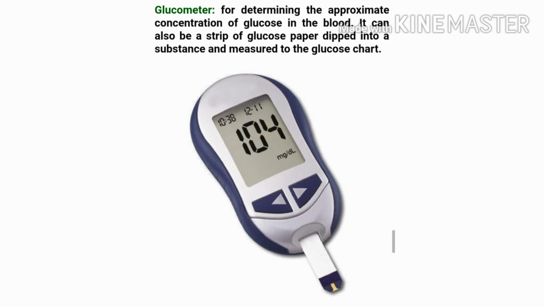And this is the glucometer. Everyone has seen this device at least once. It is used for determining the approximate concentration of glucose in the blood. It can also be a strip of glucose paper dipped into a substance and measured against the glucose chart. So this is all about the glucometer.